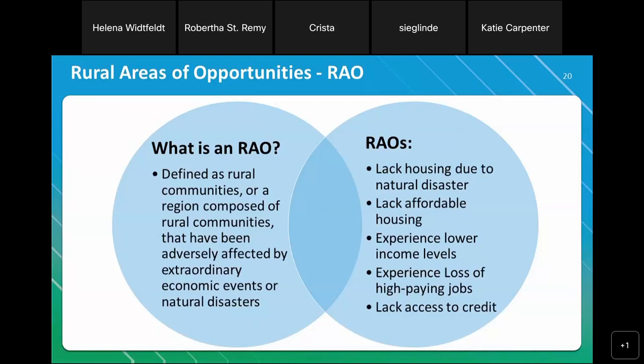Rural areas of opportunities, or in short, RAO. We talk about rural areas and sometimes forget about the lack of certain items found in rural communities, or how rural communities are affected by these particular factors. The official definition is a region composed of rural communities that have been adversely affected by extraordinary economic events or natural disasters. So you could be rural and have everything from internet service, all the fiber, everything you need access to, including housing, but for some reason you were affected by natural disasters that essentially wipe the infrastructure out. So that could be one factor.